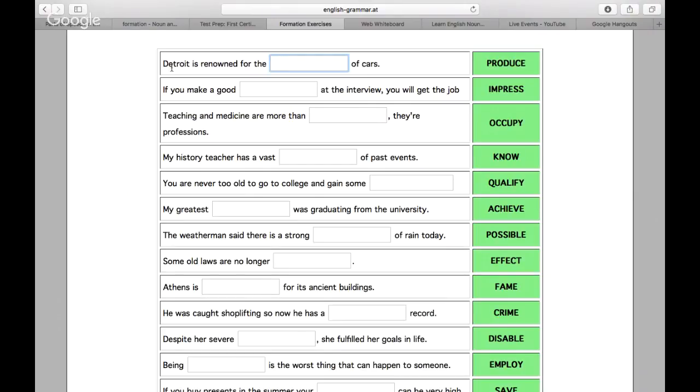So for example, Detroit is renowned for the, we can look back. Here we know that there's the, we have an article here, so we know that it's a noun, so we can say production. So the production of cars. The next one, again, we see this article, so we can look at this and say, okay, it is impression. You can read the whole sentence to get the meaning, and you can also look for these little clues here. Teaching and medicine are more than occupations, they are professions.